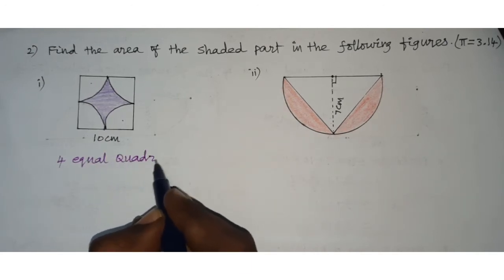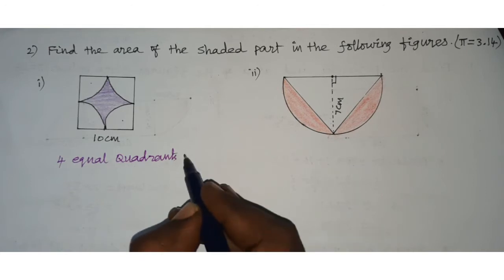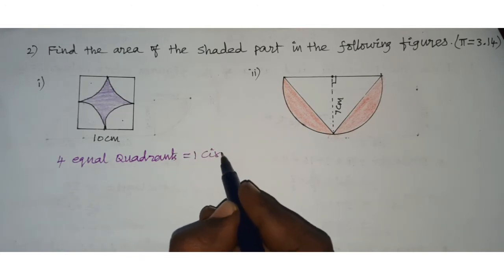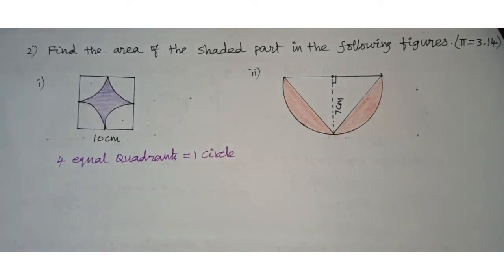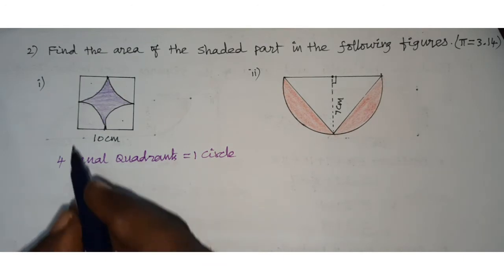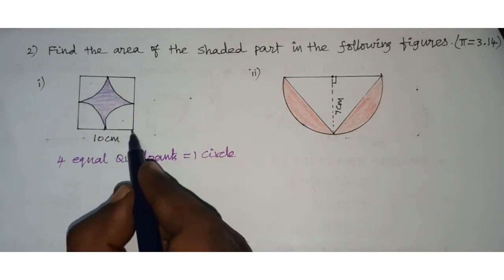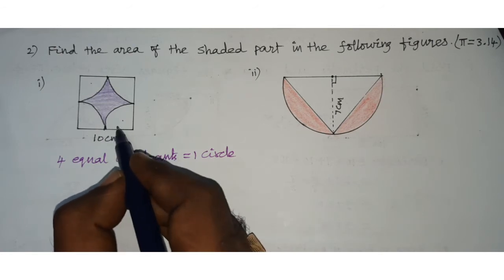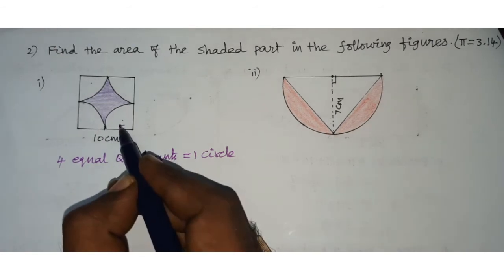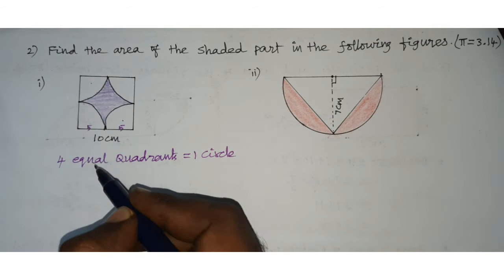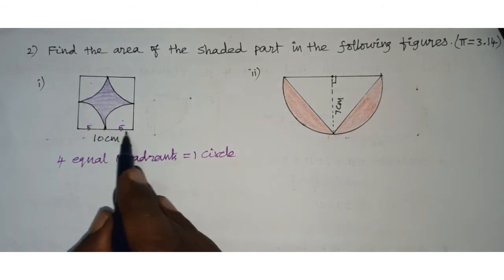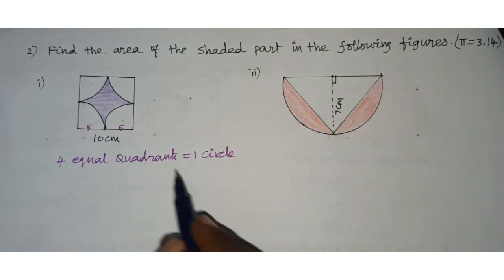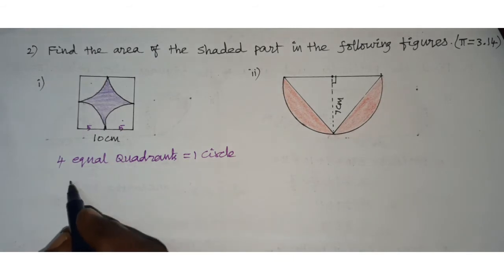equal to one circle. Okay, 4 equal quadrants equal to one circle, and also this total side is 10 centimeter, therefore this value 5 and this value 5. It means radius of the quadrant equal to 5 centimeter.